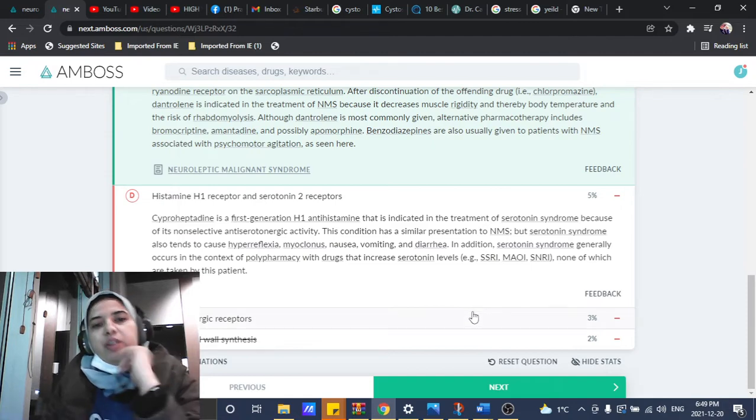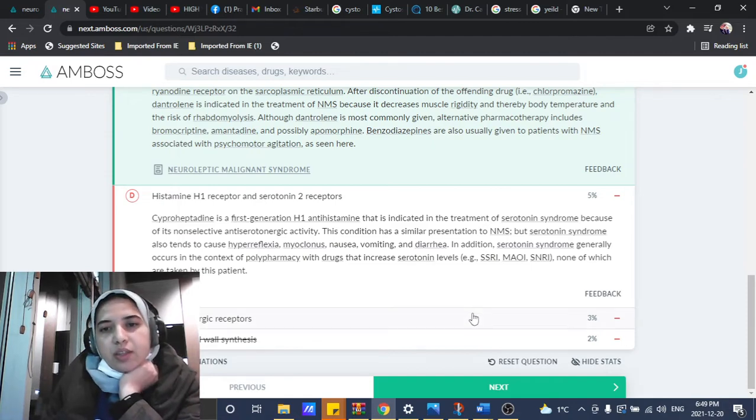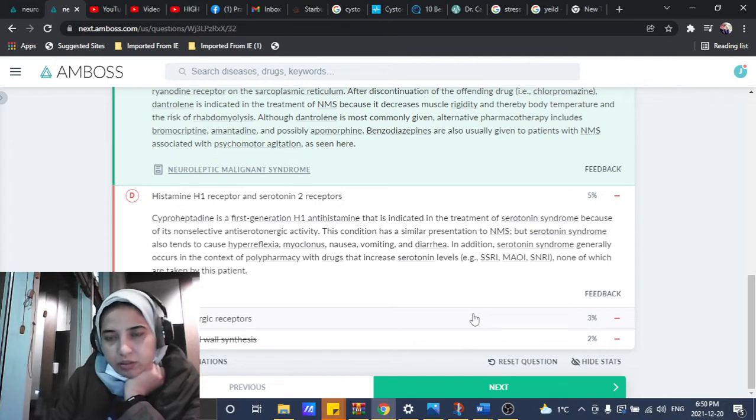Cyproheptadine is a first generation H1 antihistamine that is indicated in the treatment of serotonin syndrome. So I'm just going to write that down because I haven't studied serotonin syndrome that well. So serotonin syndrome, I'm going to say treatment is cyproheptadine, and in brackets, it works on H1 receptors and serotonin 2 receptors. So that's what's going to be in my bullet point for that.